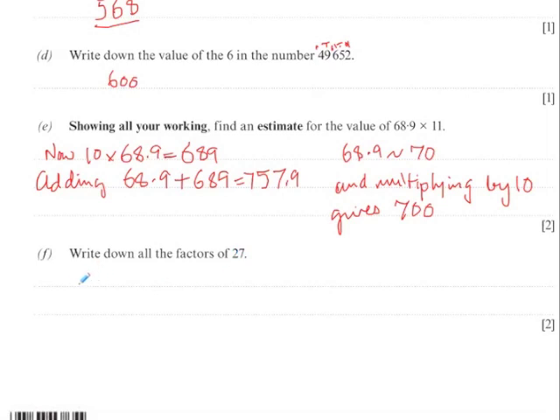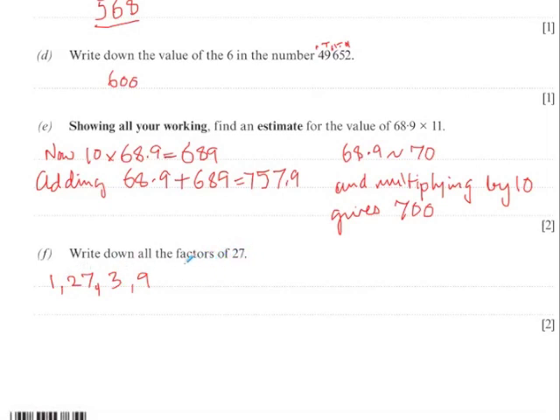So the final part of the question is write down all the factors of 27. That's what numbers multiplied will go into 27 accurately to give another unit. So for instance, 1 will go in there 27 times, so 2 factors are 1 and 27. It's useful to know your times table here, because the other factors are 3 and 9. 3 times 9 is 27.